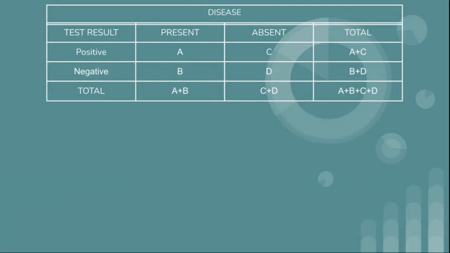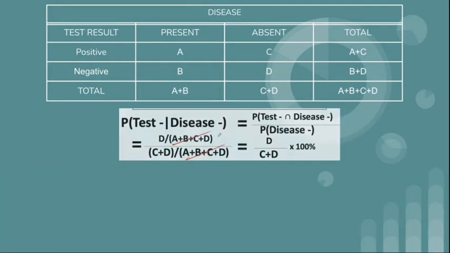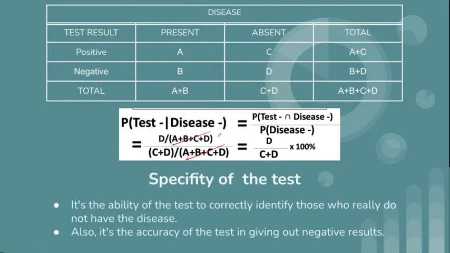So next, what is the probability that the test is negative given the disease is absent? Our numerator will become D over the total, over our denominator C plus D over the total. It is equal to D over C plus D, and we may multiply it by 100%. This is called the specificity of the test.